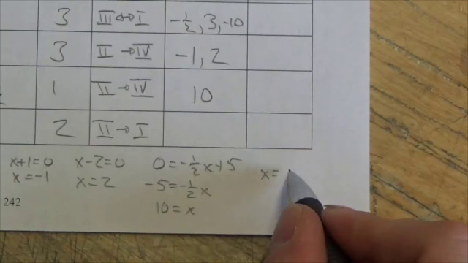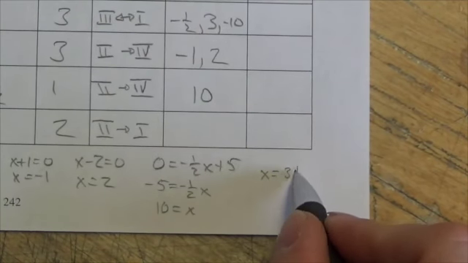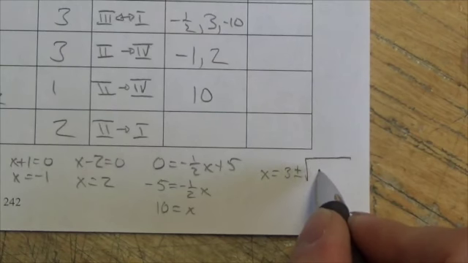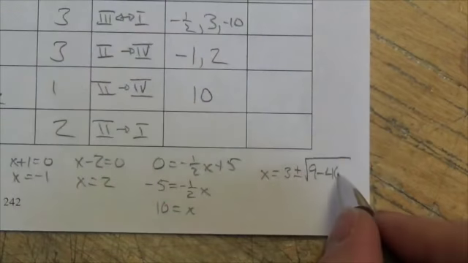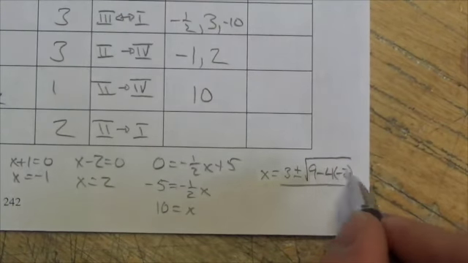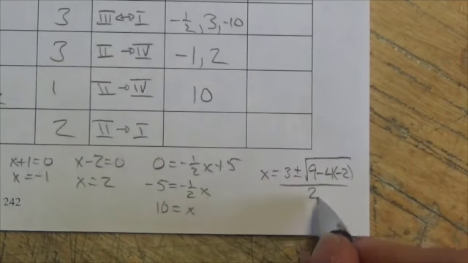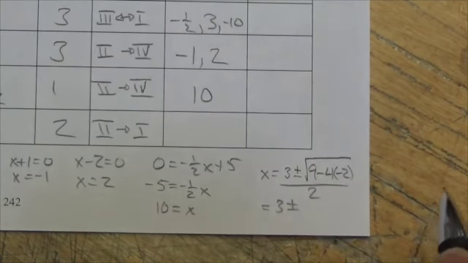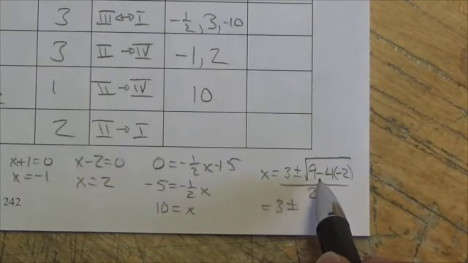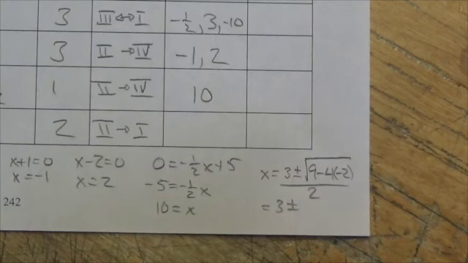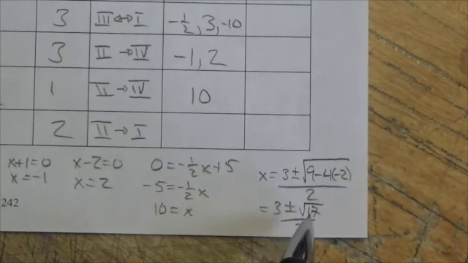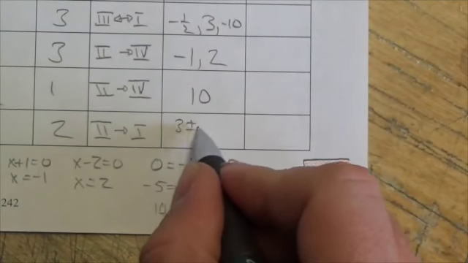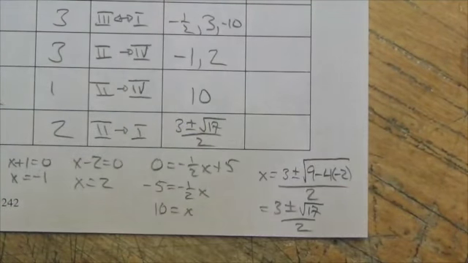So x is going to equal the negative of the b value, so that's going to be positive 3, plus or minus the square root of b squared, so negative 3 squared, there's your 9, minus 4 times a, which was 1, times c, which is negative 2, so it's going to be minus 4 times negative 2, and this will all be over 2 times 1. So 3 plus or minus, well, that's going to be negative 4 times 2 is positive 8 plus 9 is 17. So that's going to be 3 plus or minus root 17 over 2. Well, I can't simplify that. That's as good as I'm going to get here. 3 plus or minus root 17 over 2.